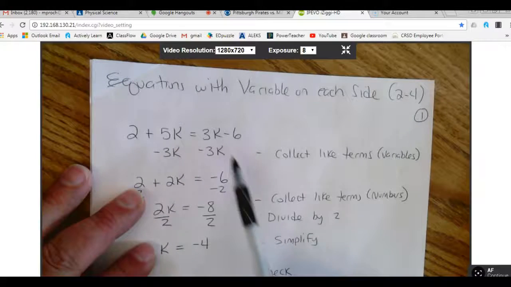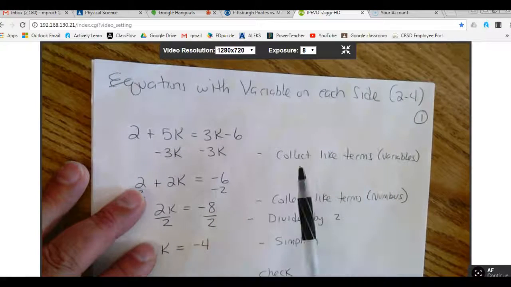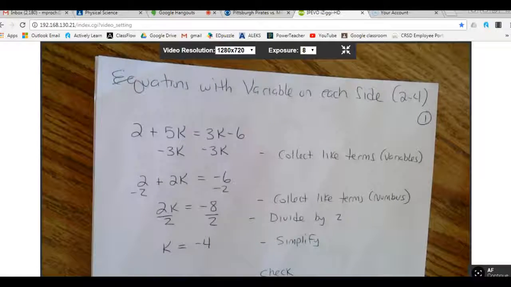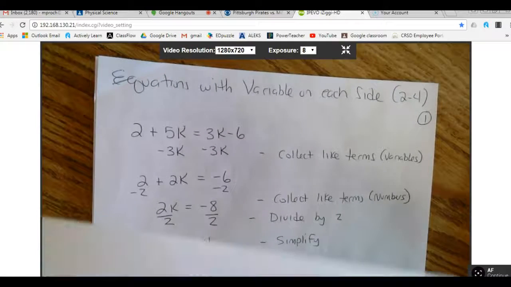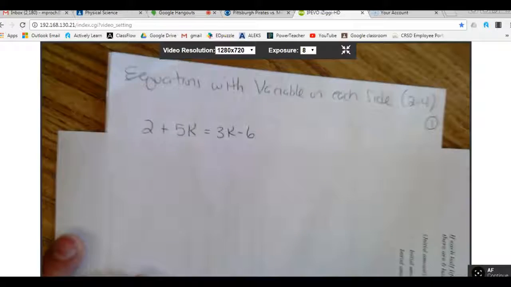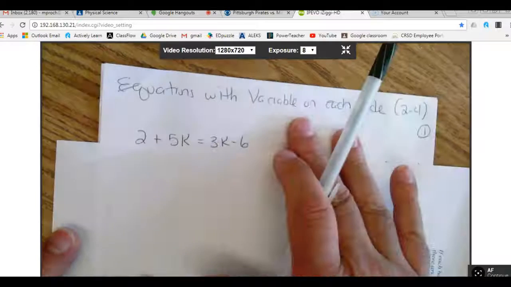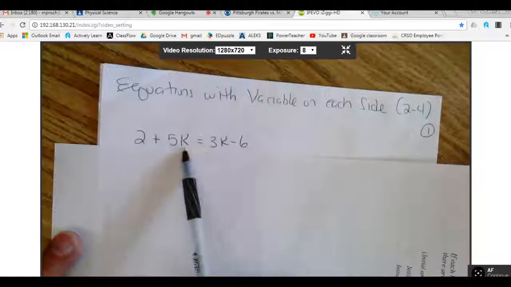Okay, so these are the notes on equations with variables, right? These are equations like you see with this one right here. I'm going to cover this one part up here for a minute. These are the equations where we have variables on both sides, right? So we have a 5k here, a 3k here, and they're on different sides of the equation.